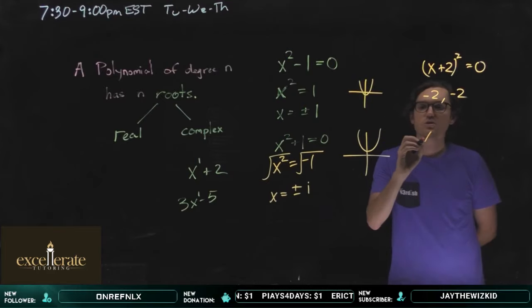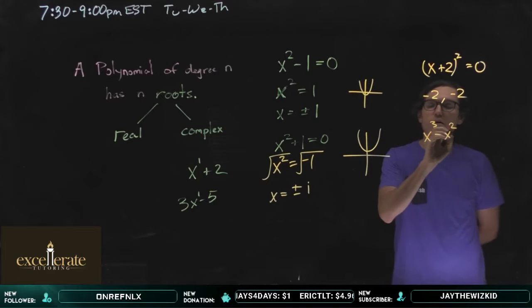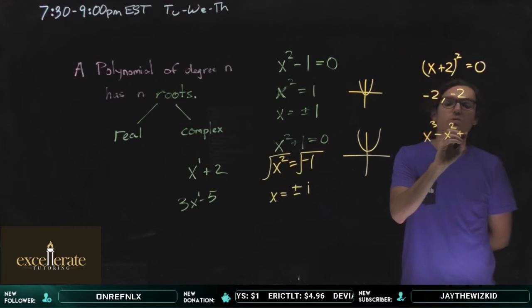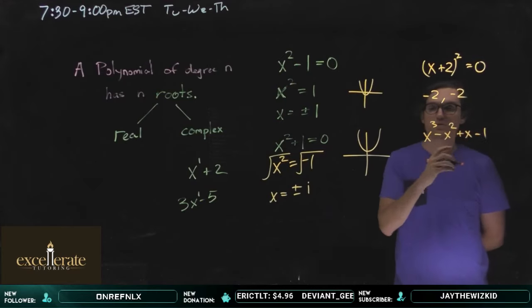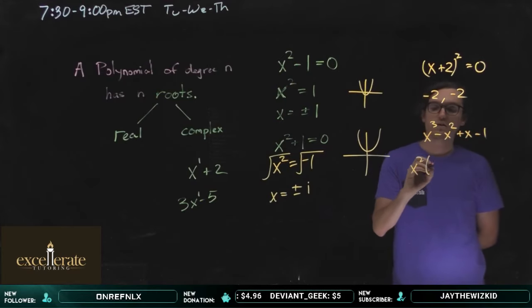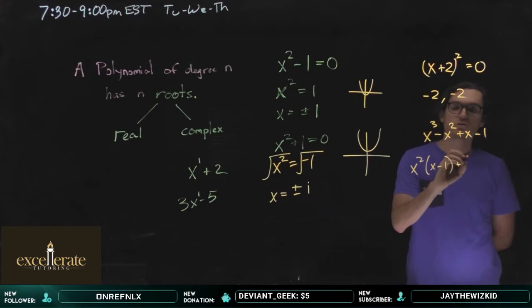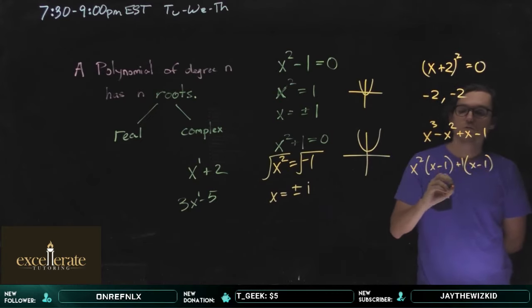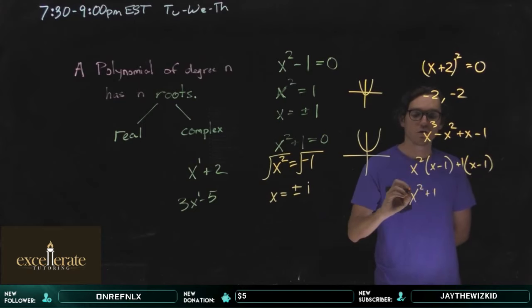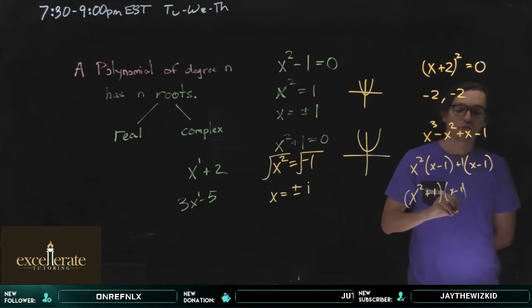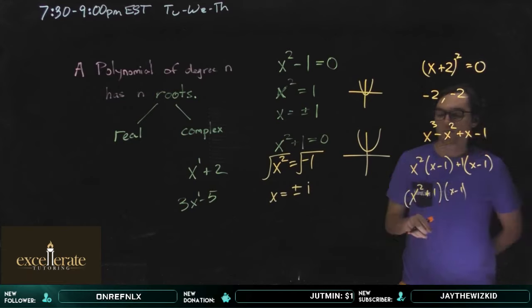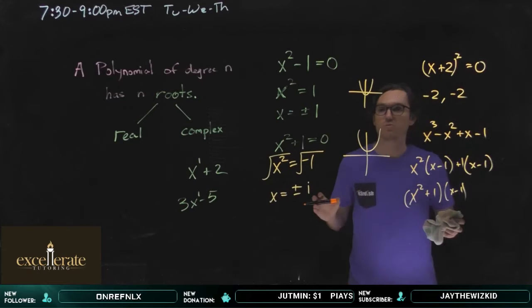The first one is x cubed minus x squared plus x minus 1. All right, if we factor this by grouping, we're going to have x squared times x minus 1 plus x minus 1, which is going to be a 1 here. So that's going to be x squared plus 1 times x minus 1. You're going to get 3 roots here. Going to be a positive 1, then you get a plus or minus i. So that's got 3 roots.